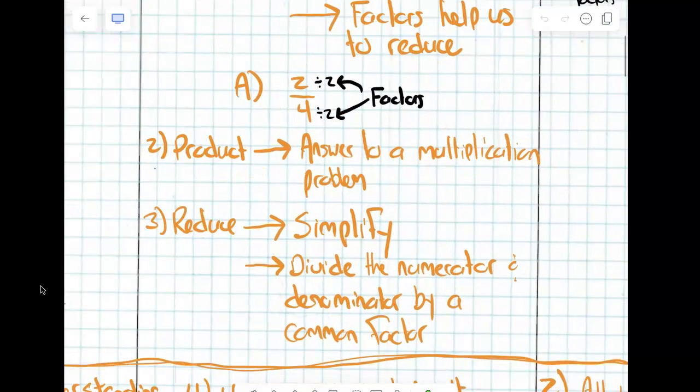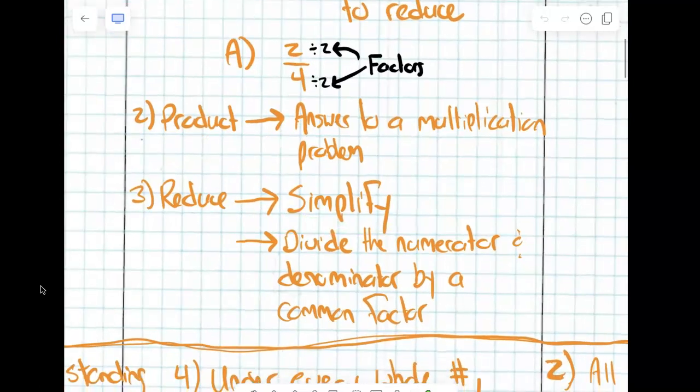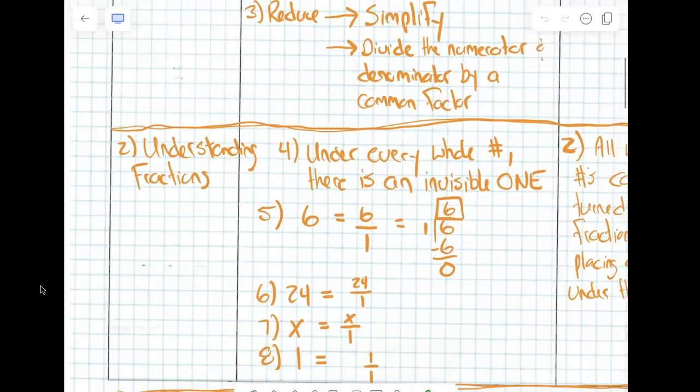What's the answer to a multiplication problem called? And what's another word for reduce? Simplify. And we know how to reduce because it shows us how right there. You divide the numerator and denominator by a common factor. Yes? All right, so what we were working on is understanding fractions here.